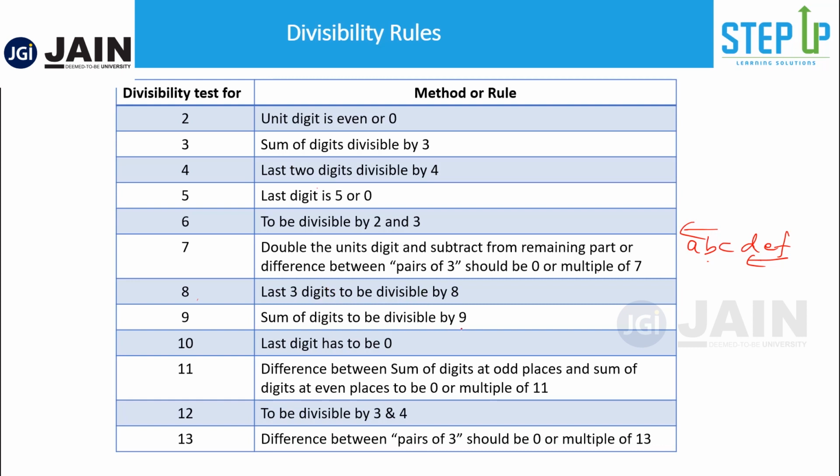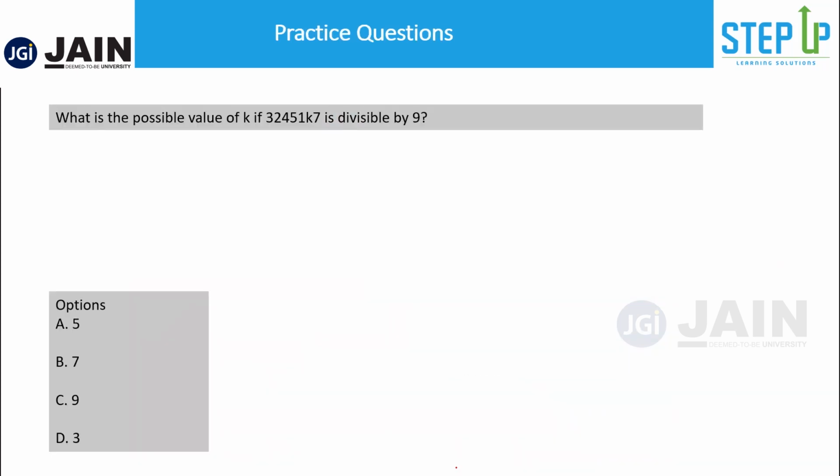Sum of digits to be divisible by 9 for 9. 10 we learned it. 11 again sum of digits at odd places minus sum of digits at even places. This is a multiple of 0 or 11. It is divisible by 11. 12 again we apply rule for 3 and 4 and we get it. 13 difference between the pair of 3 like we did for 7. All right. Now let's attempt this question.